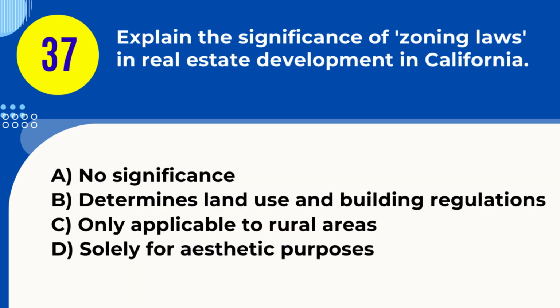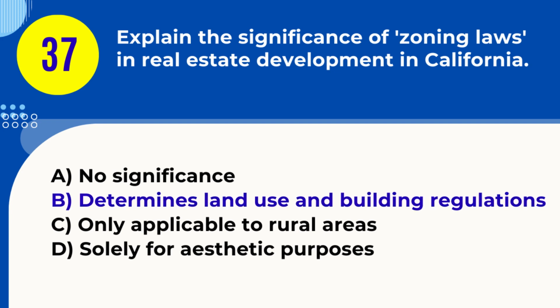Question 37. Explain the significance of zoning laws in real estate development in California. A. No significance. B. Determines land use and building regulations. C. Only applicable to rural areas. D. Solely for aesthetic purposes.